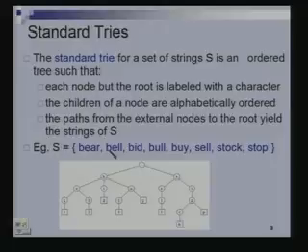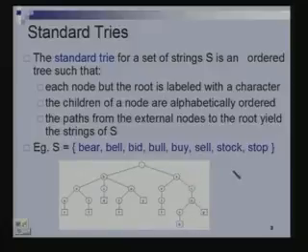Now, how is this organized? Suppose I were to start from here and follow a path in this tree. Suppose I came this way, B, E, A, R, beer. Beer is one of the words here. Suppose I were to take some other path, S, E, L, L, cell is another word here. S, T, O, C, K, stock is another word here.